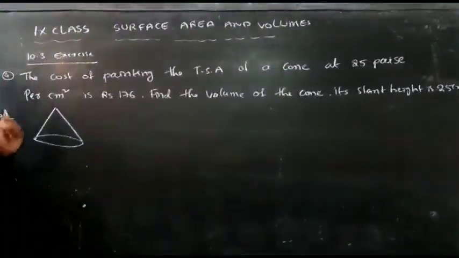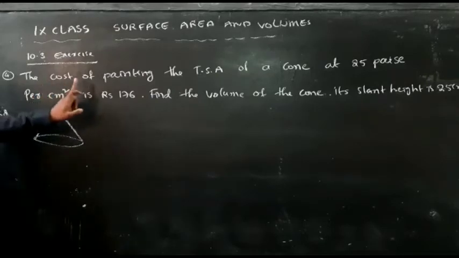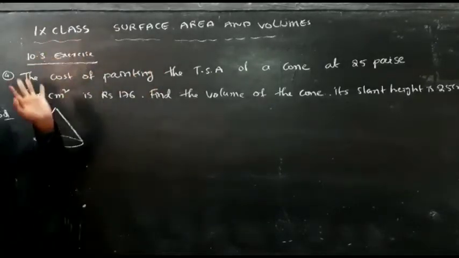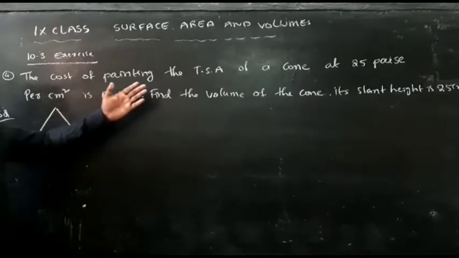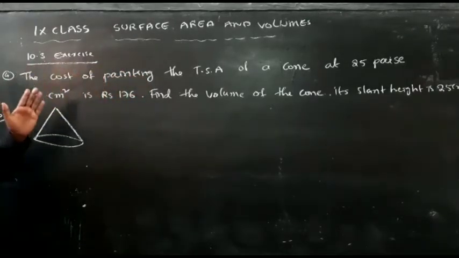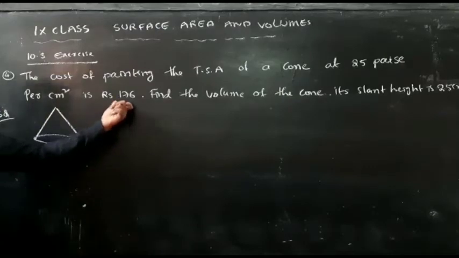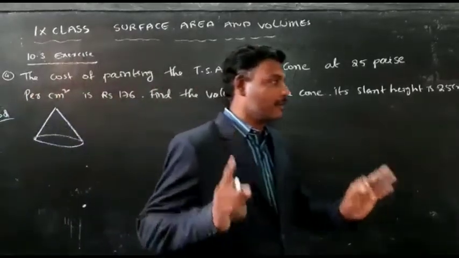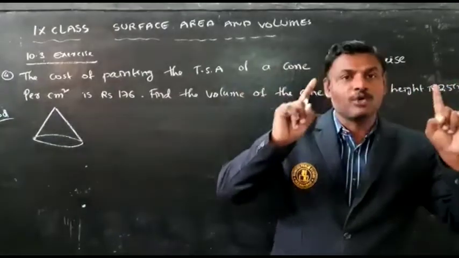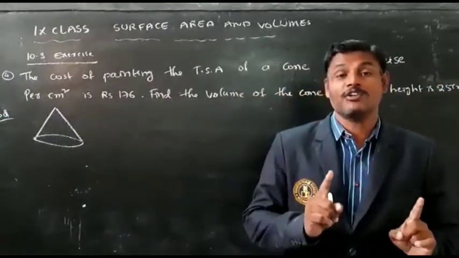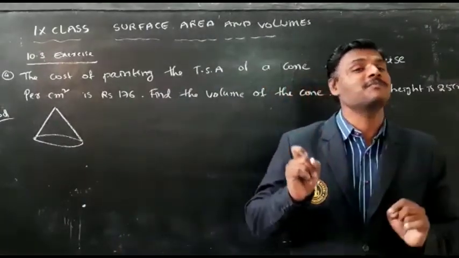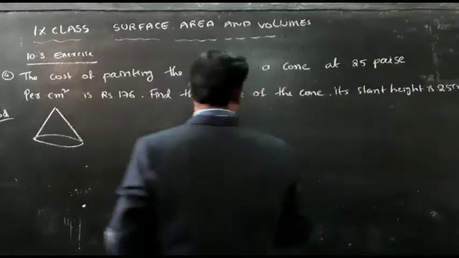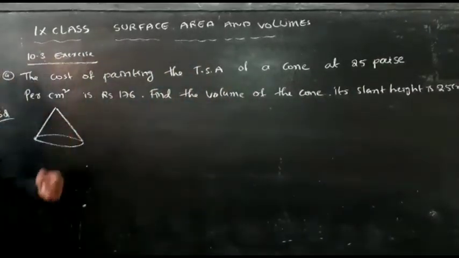Here is the fourth question from the 10.3 exercise. The cost of painting the total surface area of a cone. Here is one cone. One person is painting the total surface area of the cone at the rate of 25 paisa per centimeter square. The total cost is 176 rupees, and the slant height is 25 centimeters.